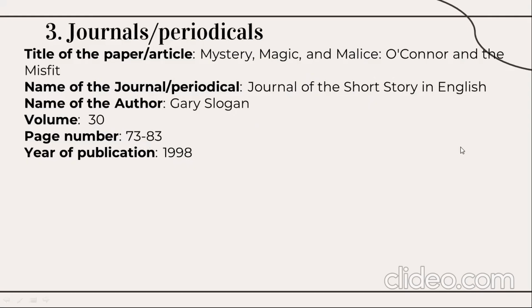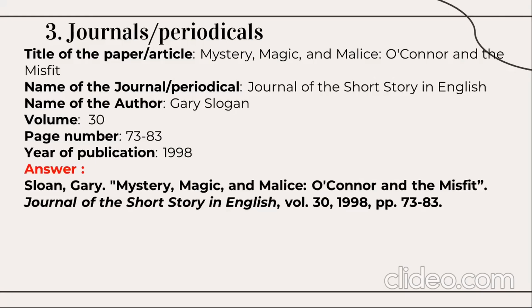Now you would like to give the reference about this journal. You have taken the information from page number 73 to 83. Now how to cite this information and how to write the bibliography? So the format is like this. As usual, the last name of the author will be first, Slogan, comma, Gary. So Slogan, comma, Gary, full stop.